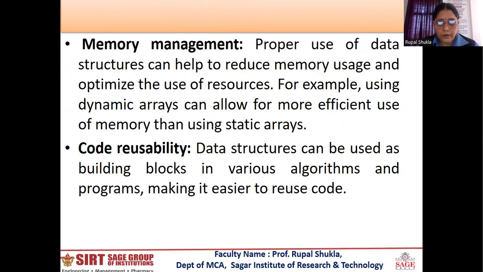Memory management. Proper use of data structure can help to reduce memory usage and optimize the use of resources. For example, using a dynamic array can allow for more efficient use of memory than using a static array. Code reusability. Data structure can be used as building blocks in various algorithms and programs, making it easier to reuse code.